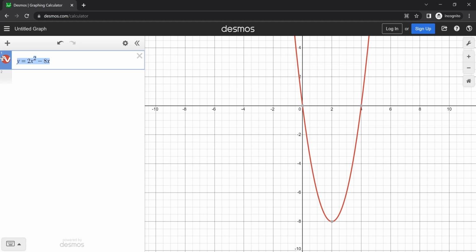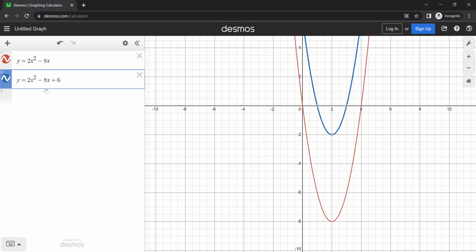You can also use copy and paste. So I'm copying and pasting and adding a 6. What do you notice about the vertex? What happened with the vertex? It translated down. So the red, if we consider the red the original, the red's the parent function. Well, they're kind of neither, but you've got to say from which one to which one.